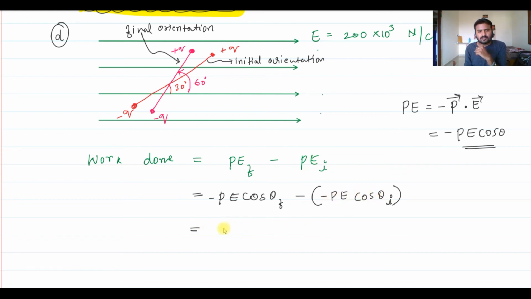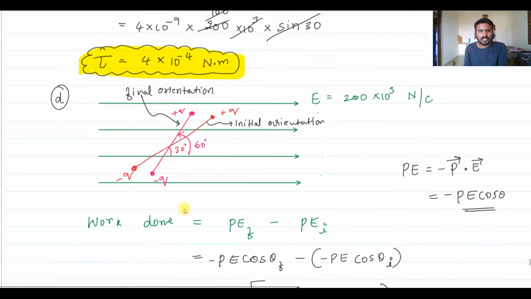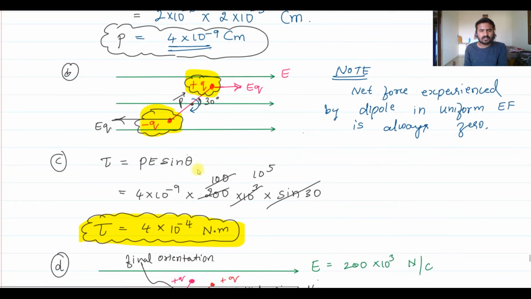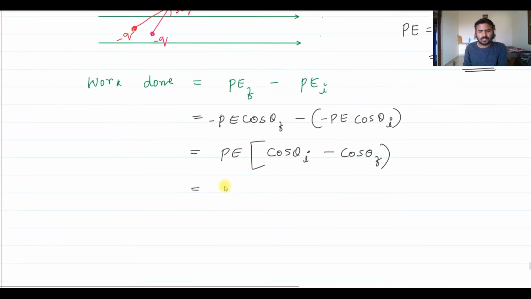Okay, now from this you can take pE common, right? In both the terms you have pE common. So if you take that, minus into minus will become plus. So you will get cos theta initial minus cos theta final. Now, I already know the value of pE, I believe. No, I don't know the value of pE, but I know p and E. pE we calculated here, 4 into 10 to the power of minus 9. So I'll write pE is 4 into 10 to the power of minus 9.